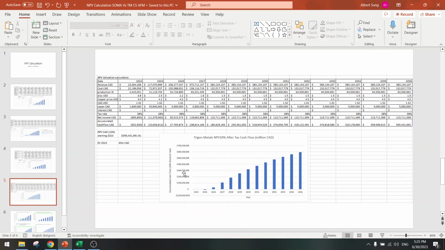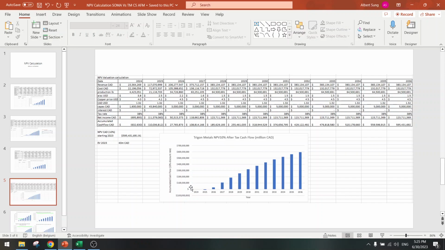Next one is Trigon Metals, and this is one of the best opportunities that you can get. This is also a copper mine, and compare this one to Capstone Copper. The metrics are completely different. This only has an enterprise value of 40 million. That's somewhere here. Look at how fast the cash flow is coming in. The upside of this company is immense.